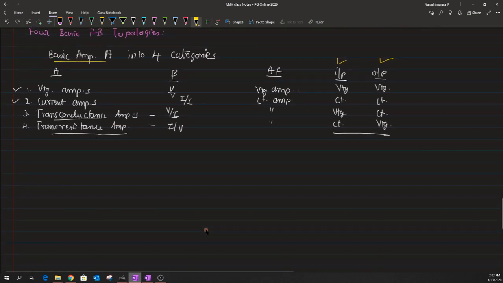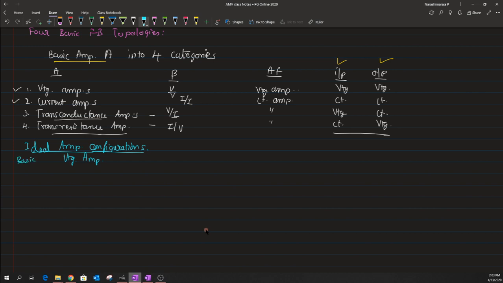Okay, so with that as a base, let me define the basic amplifier configurations, and let me begin with the voltage amplifier. So this is just the ideal amplifier configurations. So today let us begin with this voltage amplifier. In the case of a voltage amplifier, and I'm talking about the basic amplifier, so it is the open loop amplifier that I'm talking about. So please bear that in your mind.